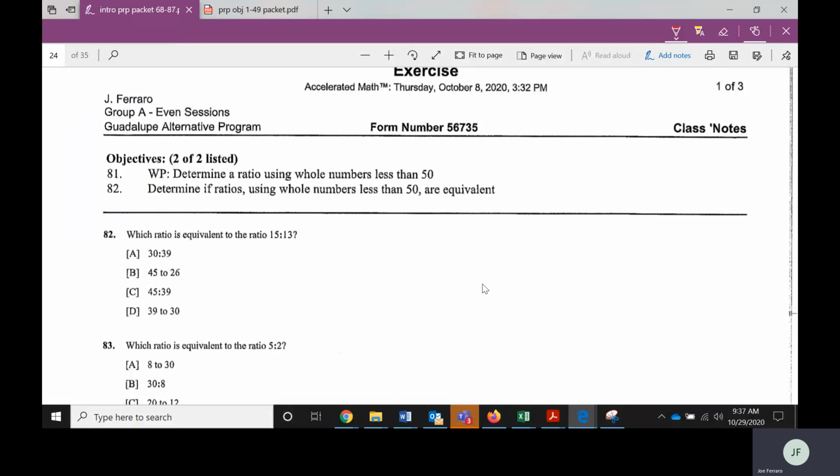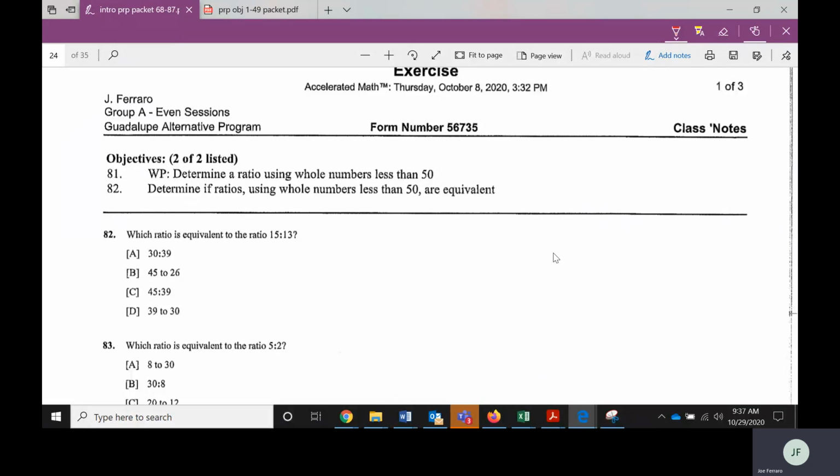Get out your intro PRP packet. Get to the page where it has objectives 81 and 82, and we will go over the notes for this. Not too many notes. First thing I'll do on the side before we look at actual examples is just explain what ratios are. So the two objectives here are word problems: determine a ratio using whole numbers less than 50, and then determine if ratios using whole numbers less than 50 are equivalent.